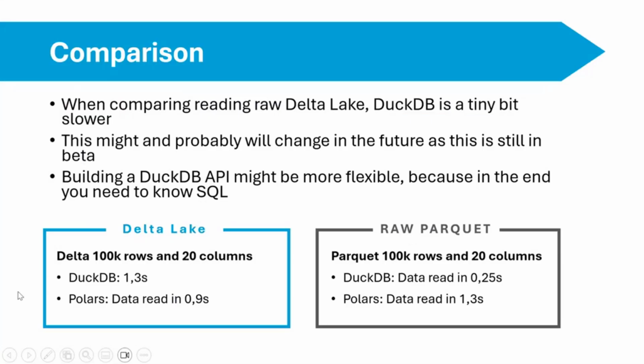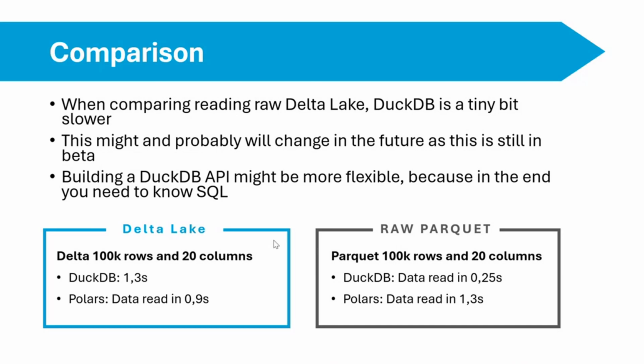But comparing this is the one that most people are interested in: Delta Lake versus raw Parquet. Raw Parquet in this case means that we have the Parquet pipeline set up. We replicated the data from the Delta table to a single or a few Parquet files.